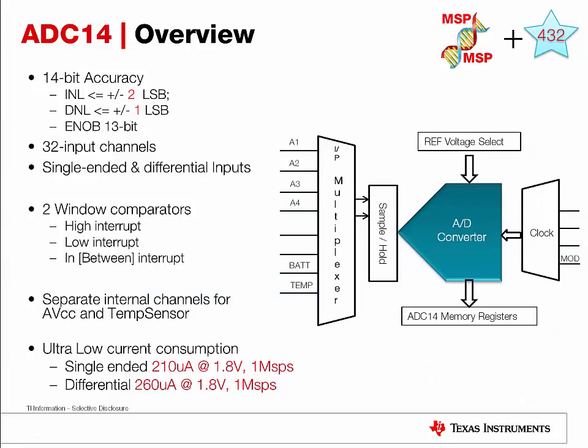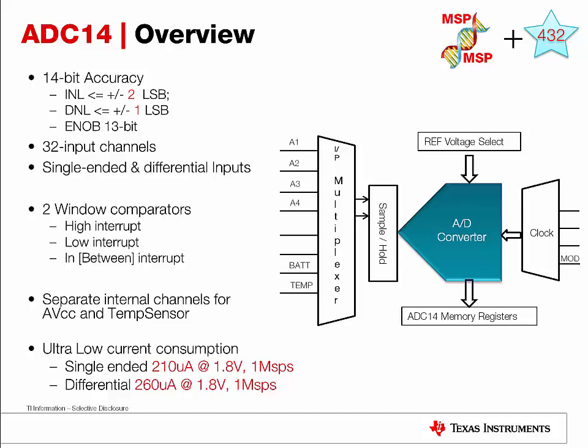Starting with the ADC14, it is a 1 mega sample 14-bit ADC that provides high performance, high resolution while maintaining ultra low power consumption. In terms of accuracy, the ADC14 achieves extremely low INL and DNL errors while maintaining extremely high ENOB at more than 13 bits. There are 32 input channels which can be used in either single-ended or differential input mode. The ADC14 also includes 2 window comparators.